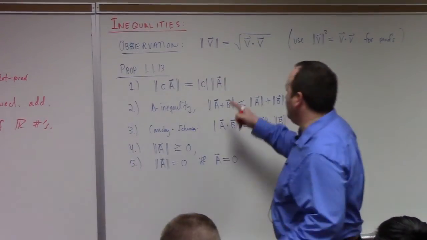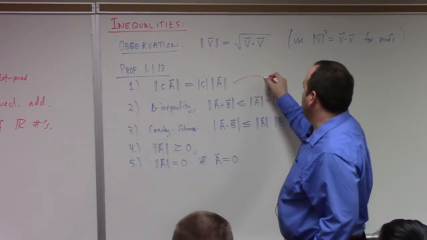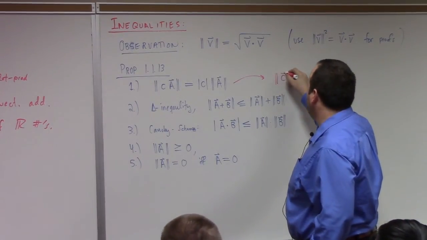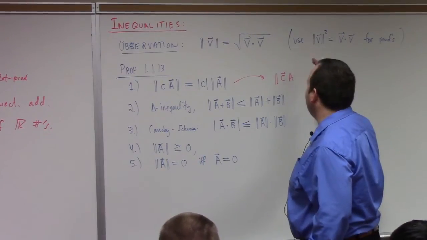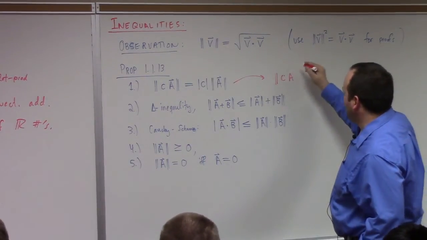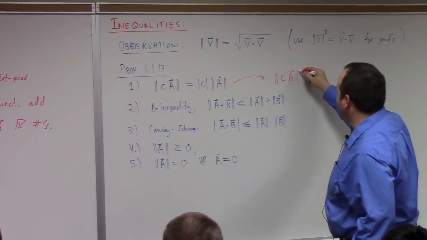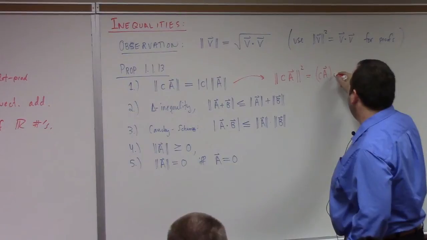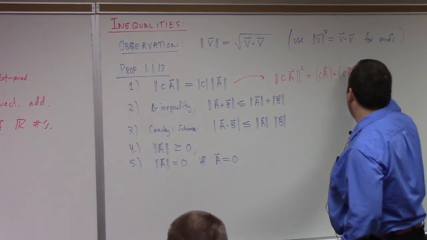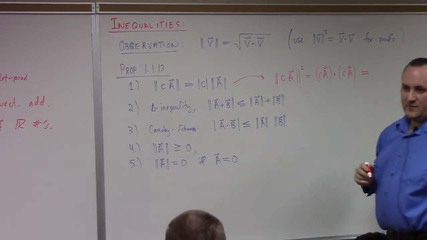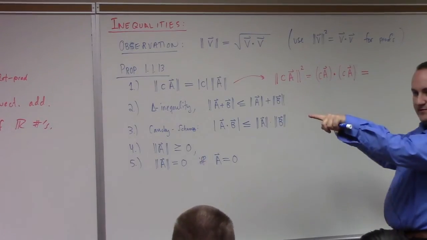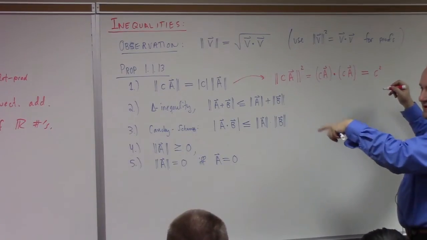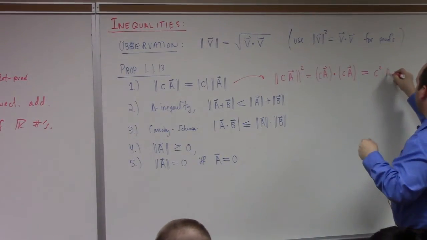So this one, we're going to use what I just wrote up here. If you look at the magnitude of CA, where A is the vector, squared, what is this? This is CA dot CA. But what did we say about the scalar product? You can pull the scalar out of the dot product. I haven't proved that, but you could with arguments similar to the ones I have over there. So this is c squared times A dot A, but what's A dot A?